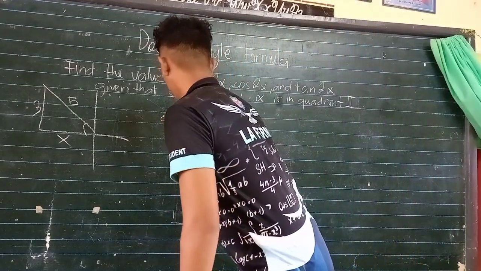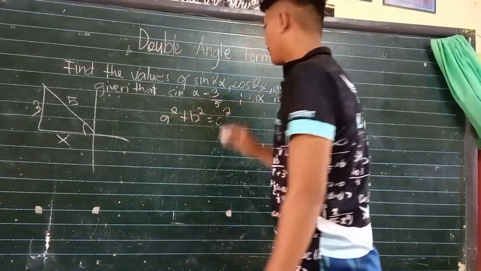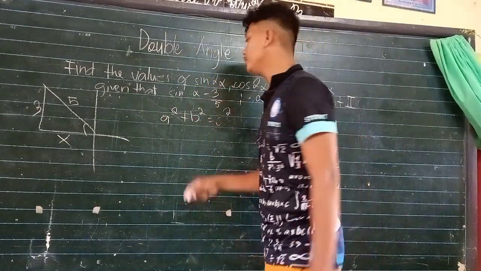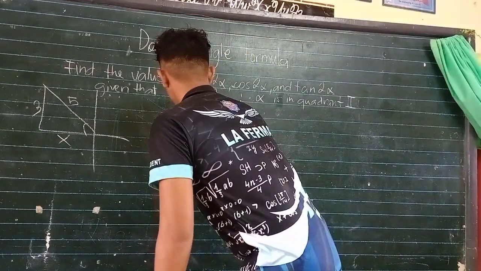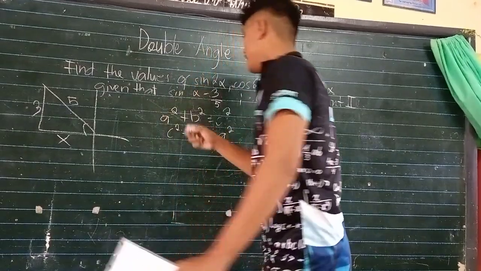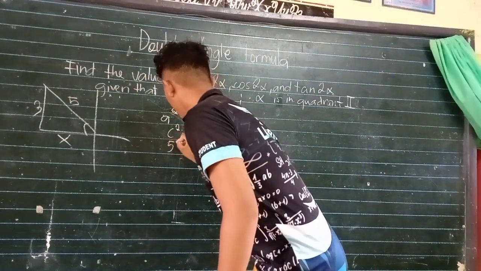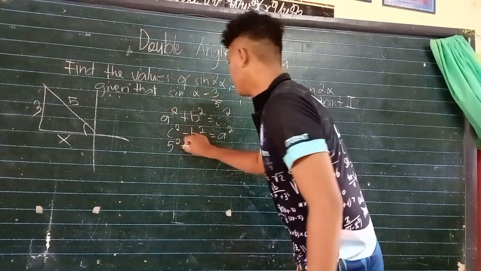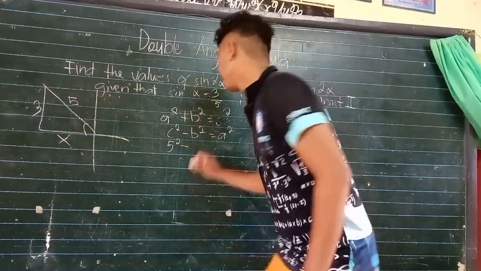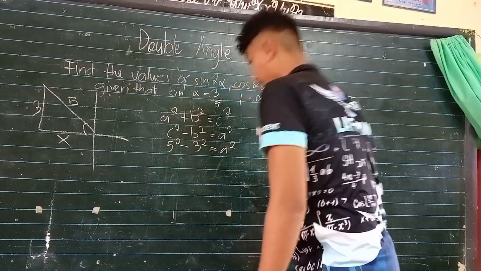The Pythagorean theorem is a squared plus b squared equals c squared. We can derive this into c squared minus b squared equals a squared. C here is 5, so 5 squared minus b, which here is 3, 3 squared is equal to a squared.